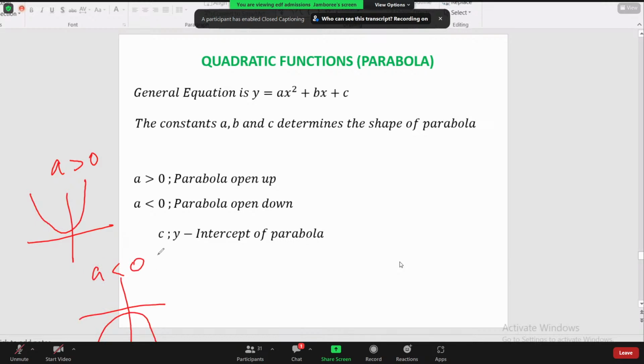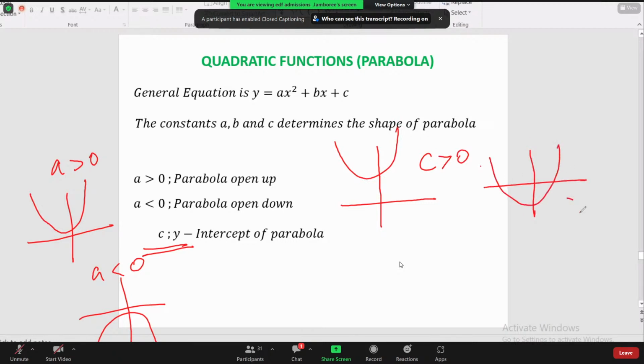Now C denotes the y-intercept of the parabola. If C is positive, the parabola will touch the y-axis on the positive side. So if C is positive, the parabola will look somewhat this way. If C is negative, the parabola will look somewhat this way. It has nothing to do with the shape of the parabola. That means C has no role in deciding whether it will be a U-shaped curve or an inverted U-shaped curve.